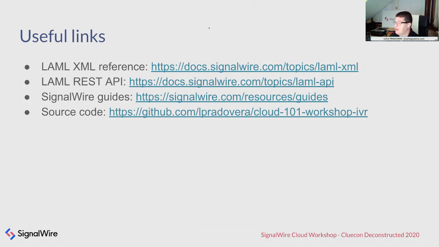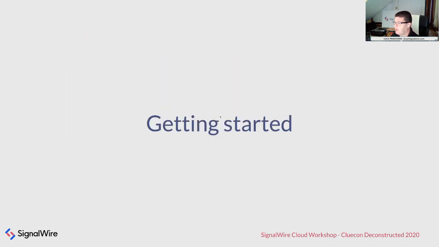As I said, we have a little example that is held in this GitHub repo. It's just a simple thing that we'll go through later. The main things we'll need are the LAML XML, the LAML REST API, and the guides that will help us through the workshop.